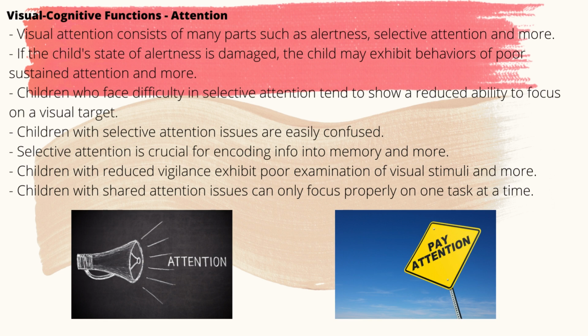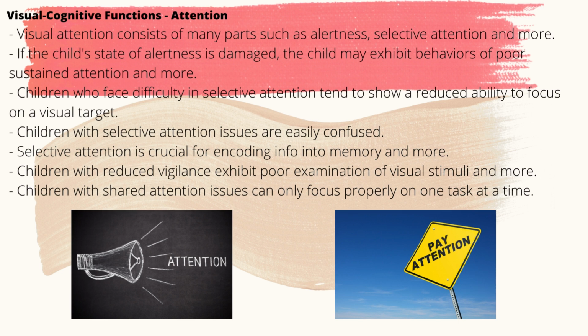Now coming to visual cognitive functions, with the subcategory attention. Visual attention consists of many parts such as alertness and selective attention, which also include vigilance and shared attention. If the child's state of alertness is damaged, the child may exhibit behaviors of poor sustained attention.